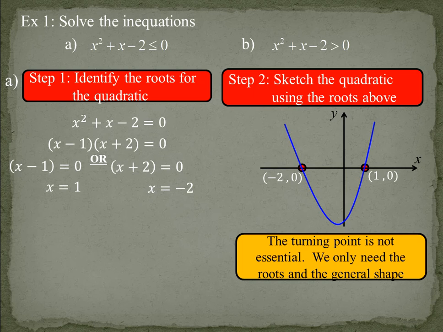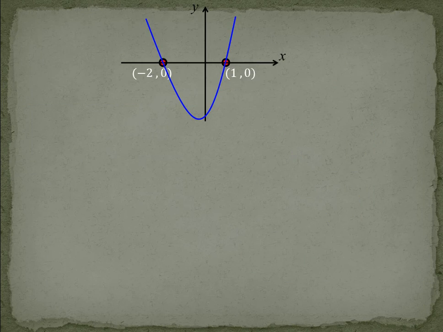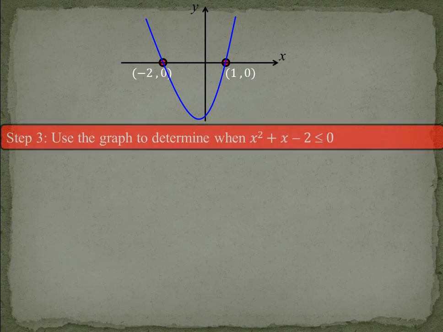The shape is very important here. If you get the shape wrong, you will get the solutions to the inequation wrong. So it's very important to pay attention to whether you have a max or not. Step 3, you take the graph you have, which is the one drawn there. You use the graph to determine when x squared plus x minus 2 is less than or equal to 0. Looking at the diagram, that means when is x squared plus x minus 2 below the x-axis? When is its y value less than 0? That's in essence what it's asking.